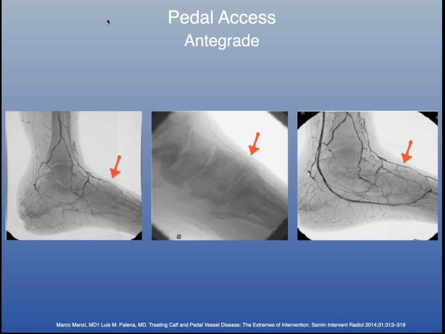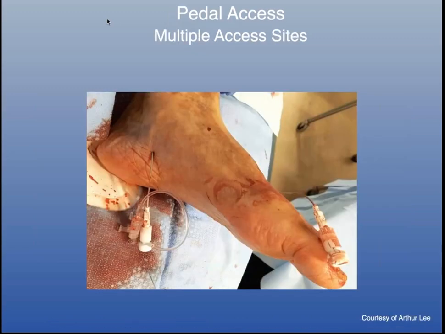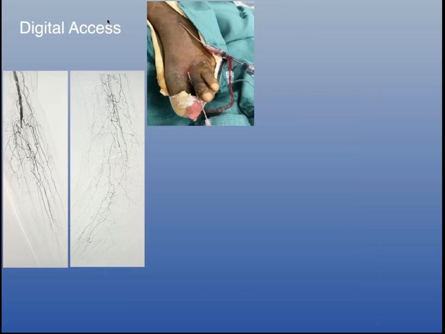You puncture the DP, you go antegrade, you recanalize the pedal-plantar loop in an antegrade fashion. You can obviously do retrograde in the foot as well. You can puncture, again, if you look here, they're puncturing really distal in the foot and doing a retrograde recanalization of the pedal-plantar loop. Or maybe you need multiple access sites, as in this case. A good friend of mine, Art Lee, an interventional cardiologist, did this case. And you can see he punctured really the lateral plantar artery, and he punctured probably a digital or a DP or something. He's got multiple access sites to achieve success in this case.